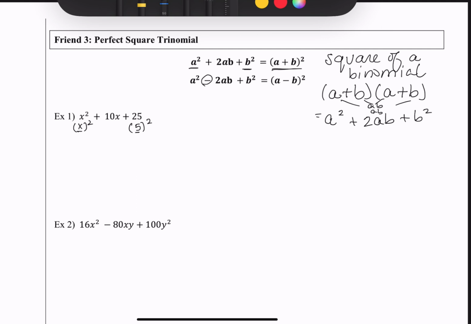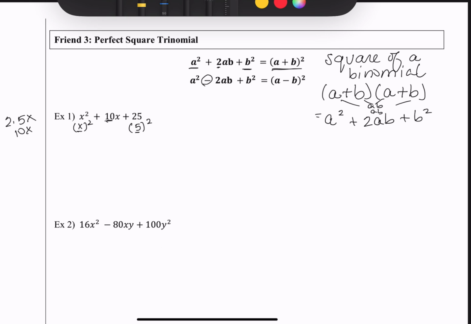So x is my a in this situation, and 5 is my b. Now, if I take 5 times x, so I'm just kind of thinking about this in the back of my mind. If I take 5 and x and multiply them together, I get 5x. And if I double that, like this formula says, well, I get 10x. Notice that matches this middle term.